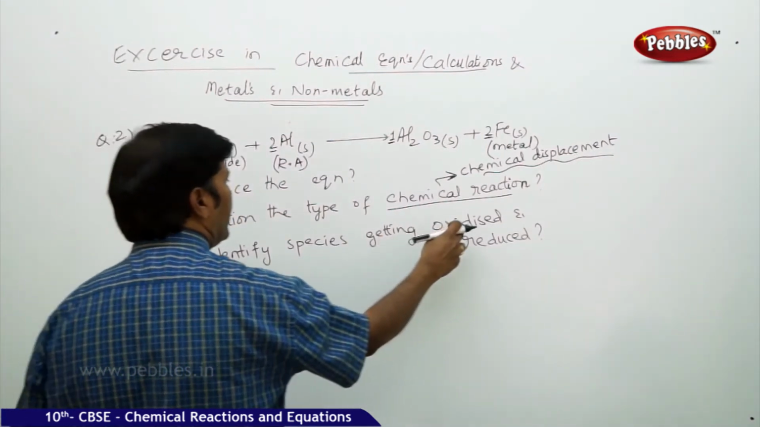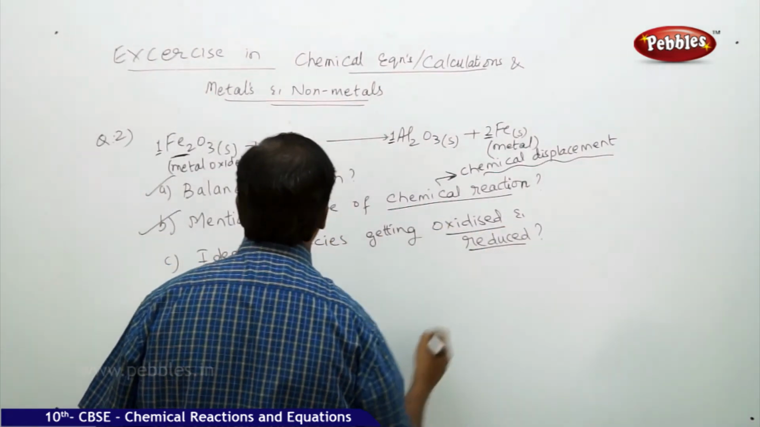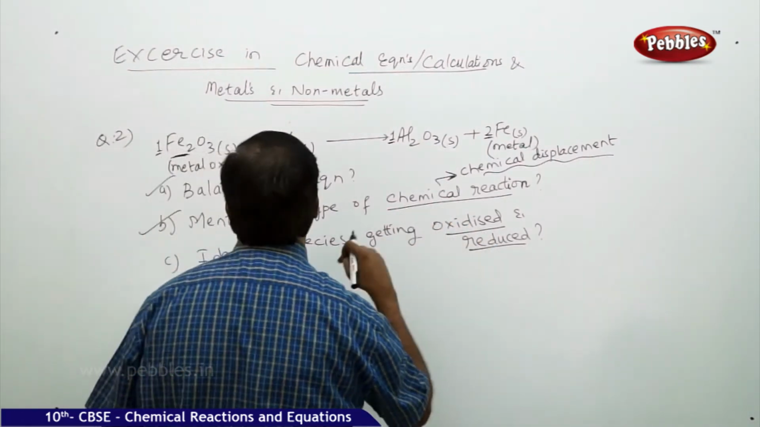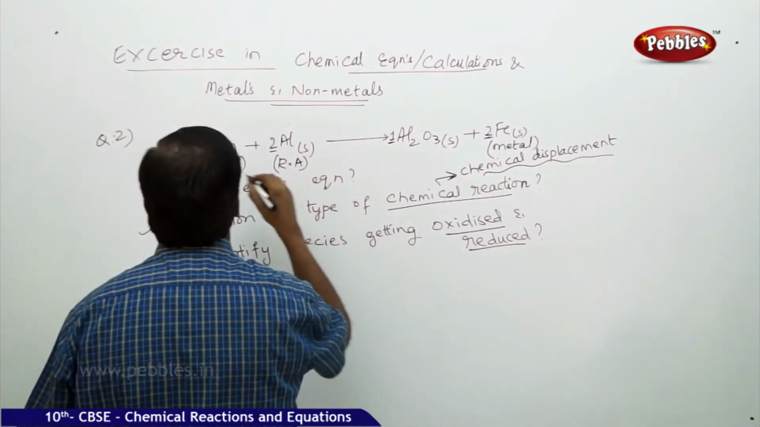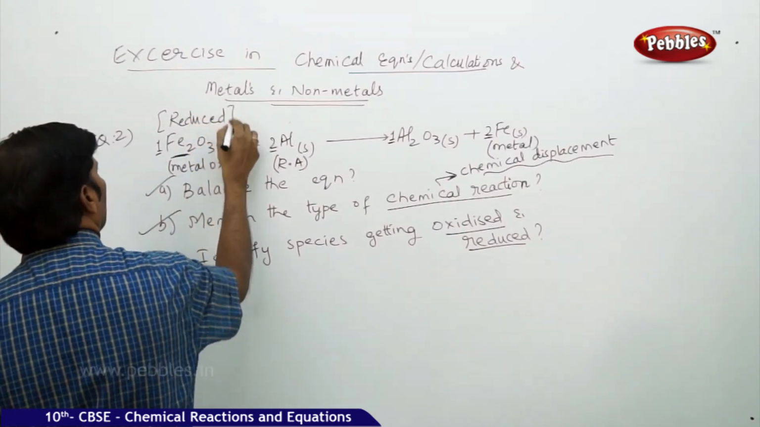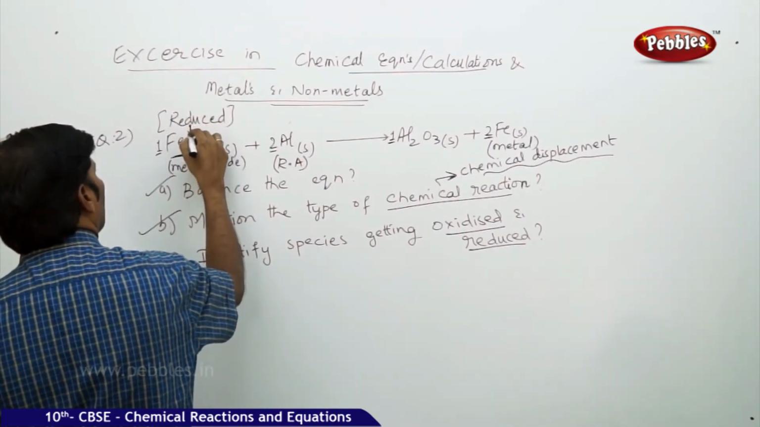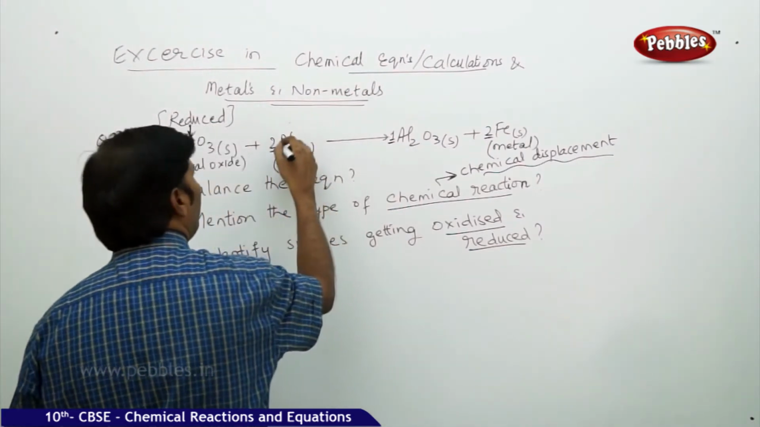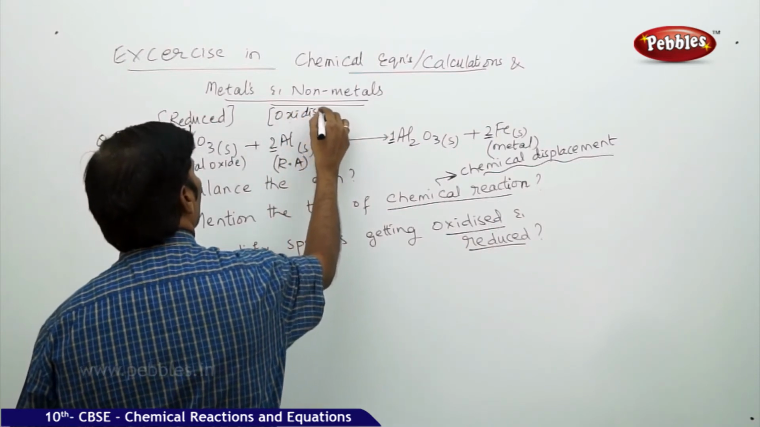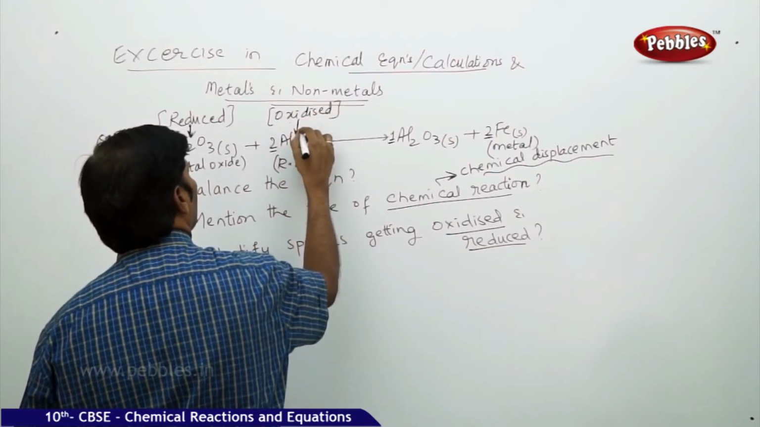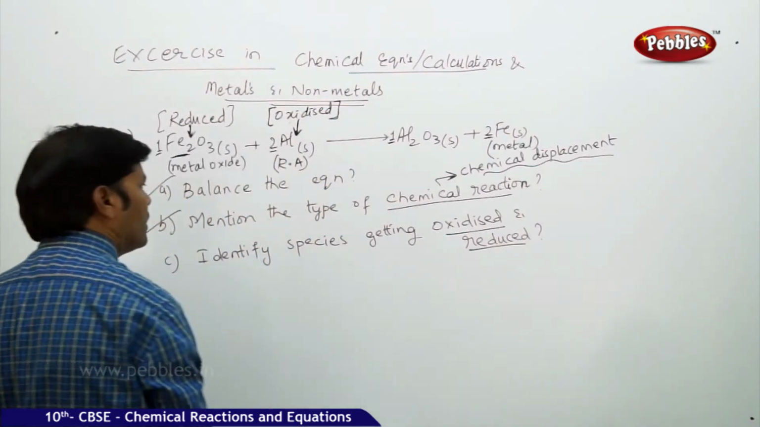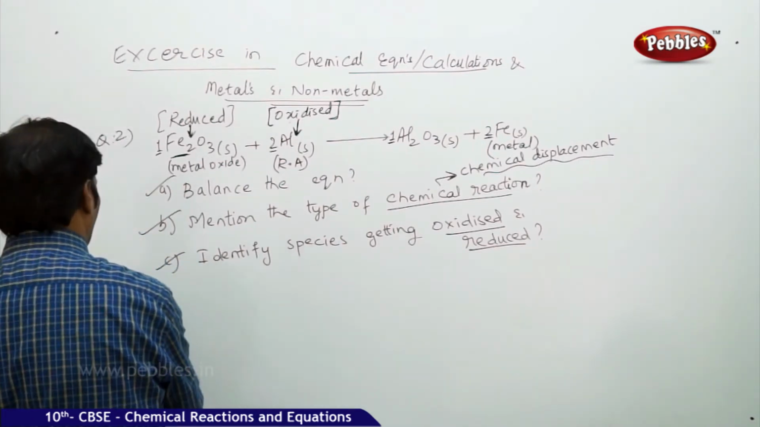Identify the species which is getting oxidized and the species which is getting reduced. We can say that here the iron oxide is getting reduced, and aluminium to aluminium oxide, so aluminium is getting oxidized. Therefore it's a sort of redox reaction.